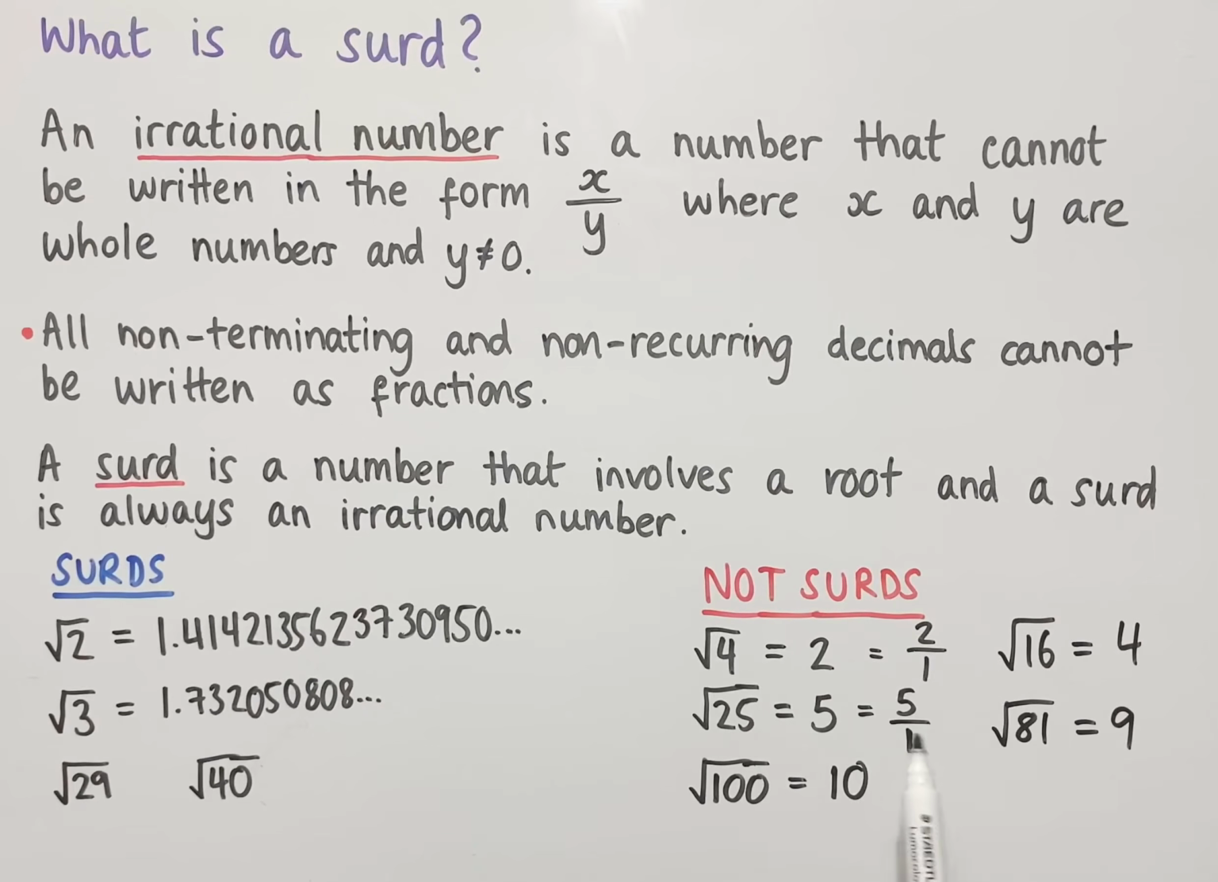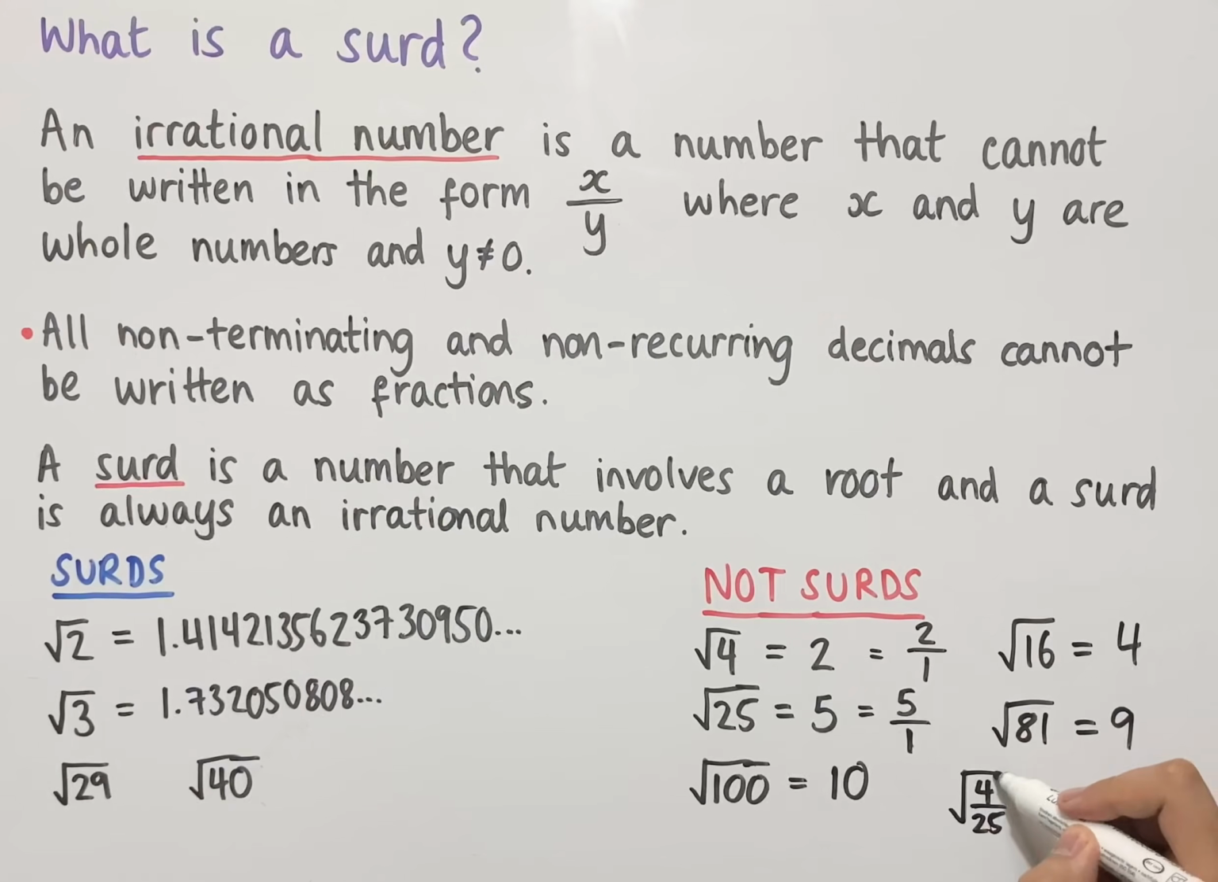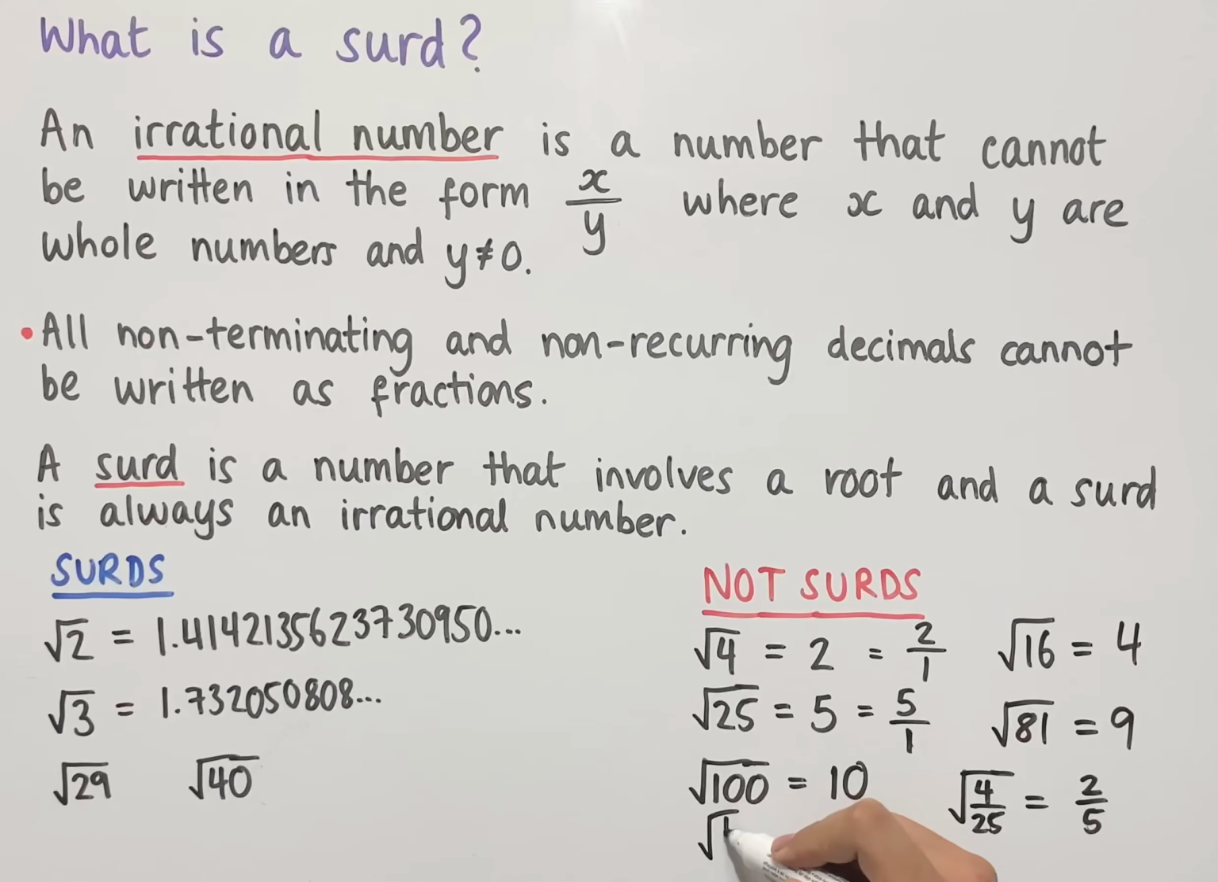Likewise, we can also have a combination of perfect squares within a fraction. So for instance, if we have the square root of 4 over 25, then this is not a surd, since this simplifies to 2 over 5, and 2 over 5 is a fraction. Could also have the square root of 1 over 9, and 1 over 9 can be simplified to 1 over 3. And so since this is a fraction, the square root of 1 over 9 is also not a surd.